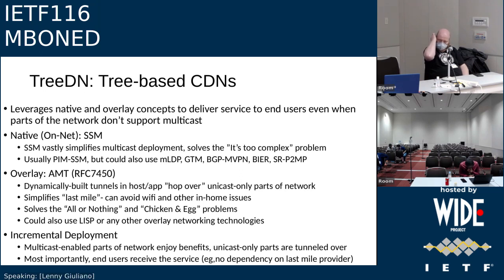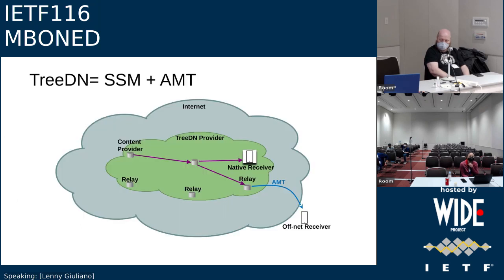Again, in the past, it was difficult to do incremental deployment. It was kind of, like we said, the all or nothing deployment. But this architecture enables incremental deployment, and as I mentioned, the parts of the network that are multicast enabled enjoy the benefits, and the parts that aren't just get tunneled over. And most importantly, end users receive and enjoy the service. They don't have to depend or coordinate with their last mile provider or cross their fingers and hope their last mile provider supports anything.